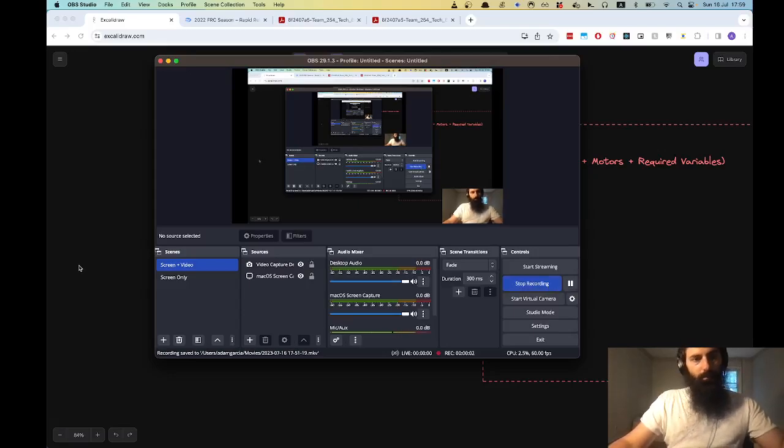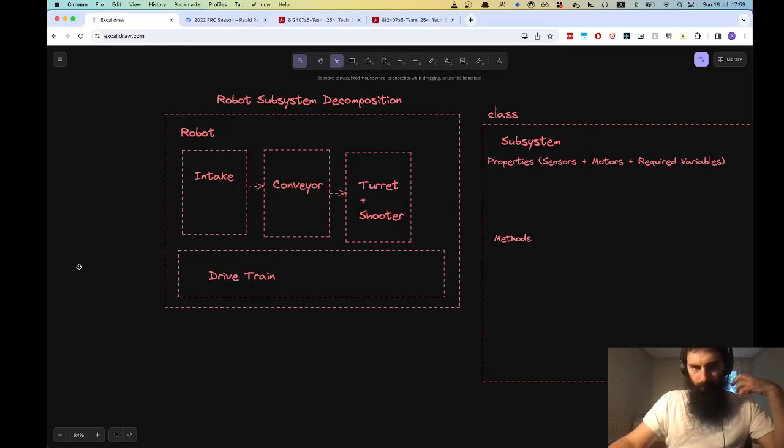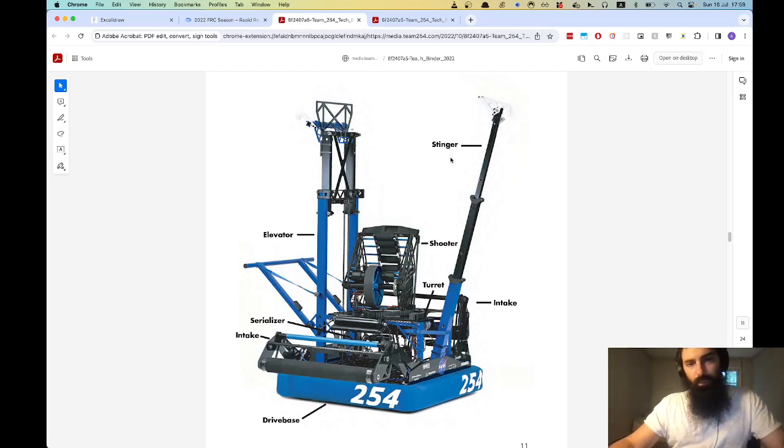Hello, everybody. So today what we're going to be doing is we are going to start the process of embarking on the process of designing a robot from the point of view of the code. So what we're going to be doing as an example is we're going to be taking 254's 2022 robot, and we are going to start to think like, how can we actually program this robot?